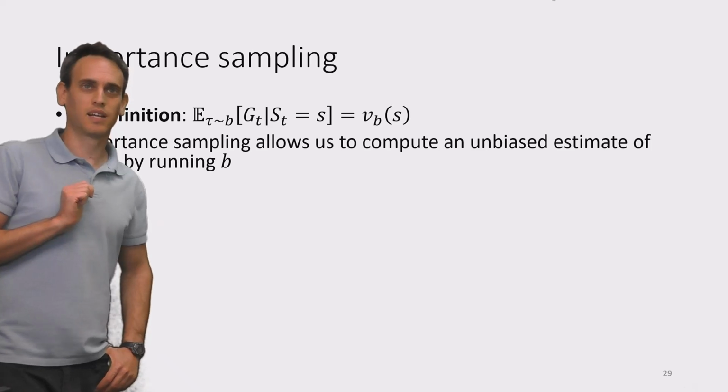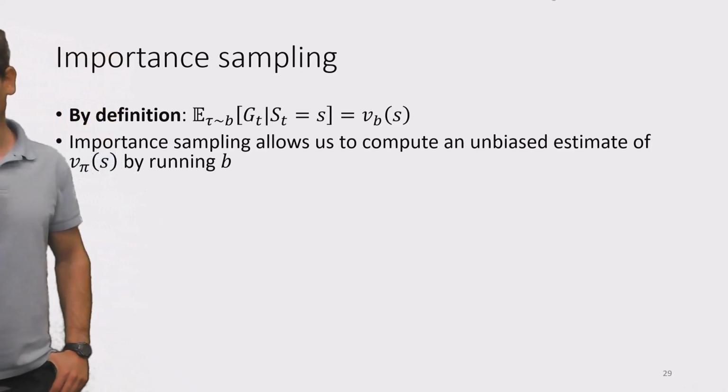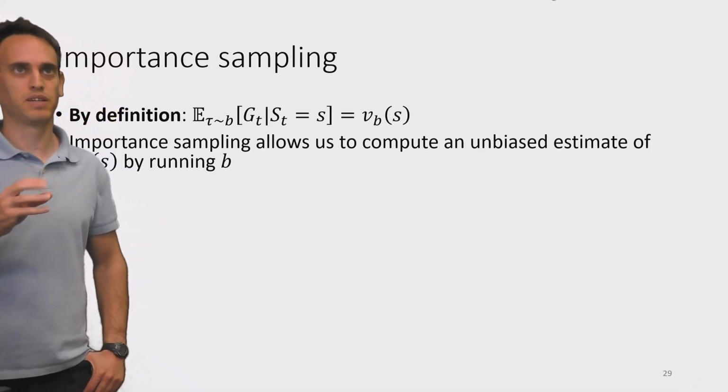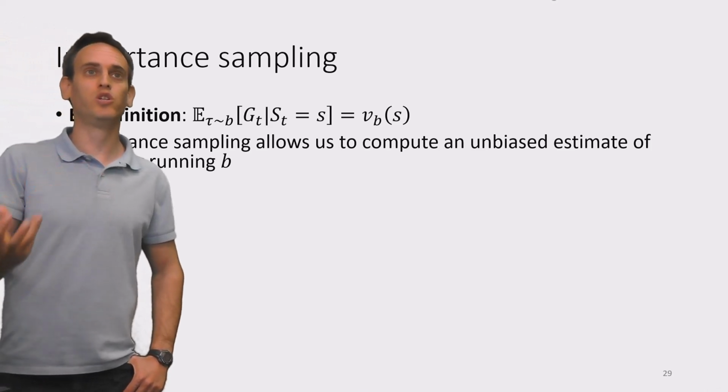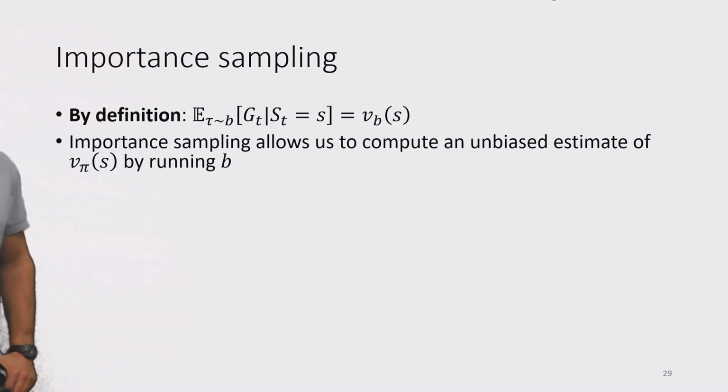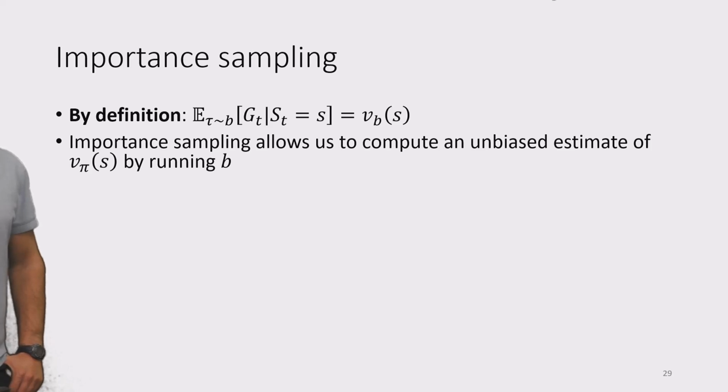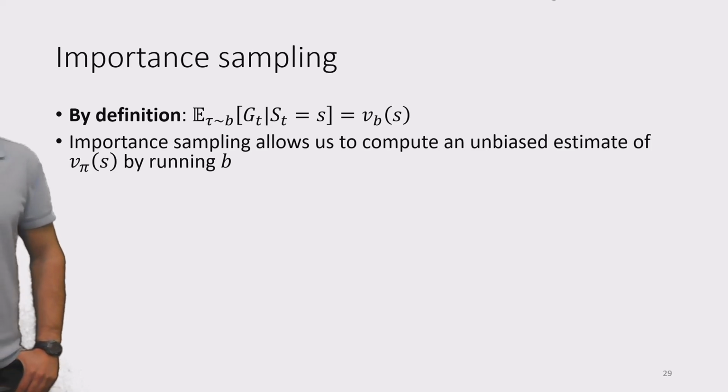So this is exactly where the importance sampling comes into play. We will use the importance sampling ratio in order to define an unbiased off-policy learning approach. So let's see how we can use that.